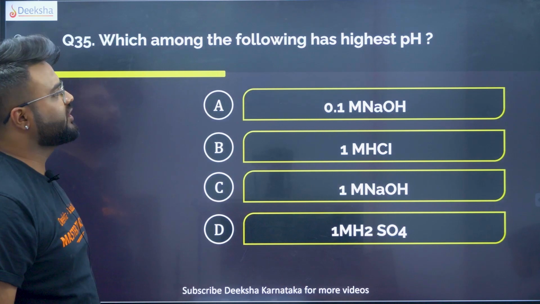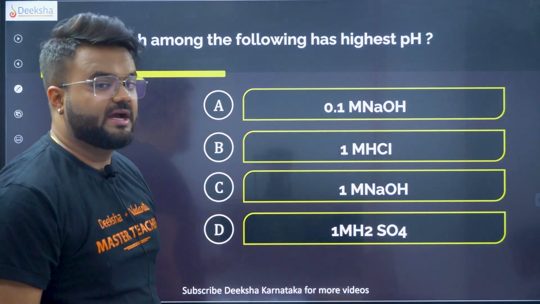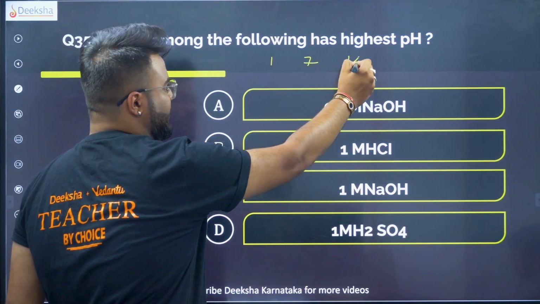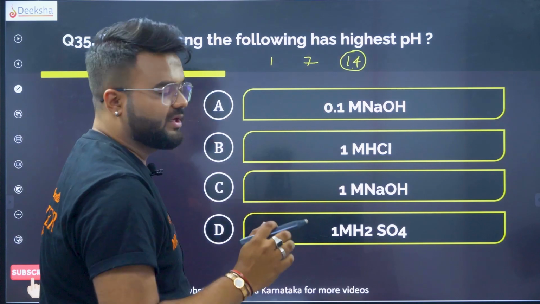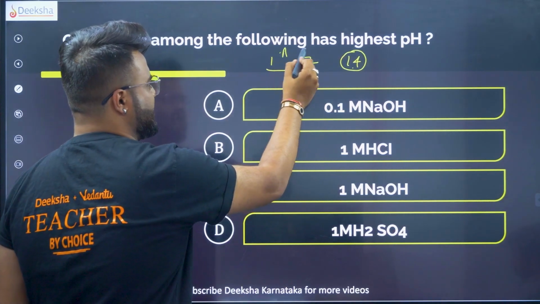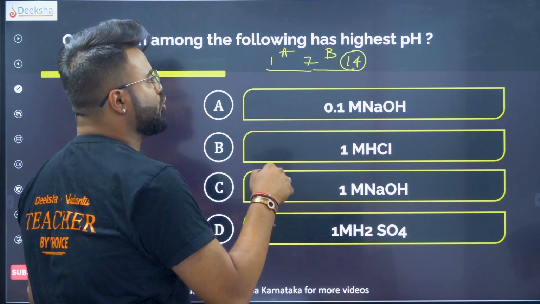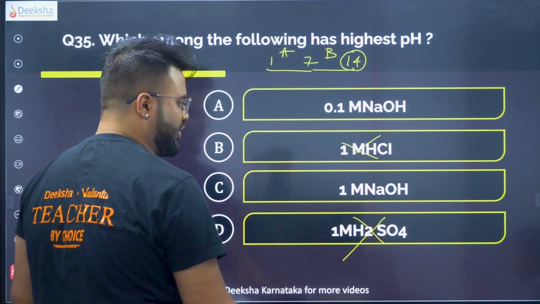Which among the following has the highest pH? Here, very simple, I'll tell. Highest pH means it can't be 1 to 7; it should be after 7, up to 14. So 1 to 7 is acid and 7 to 14 is base. Therefore, we can omit the acids, so option B and option D remain.